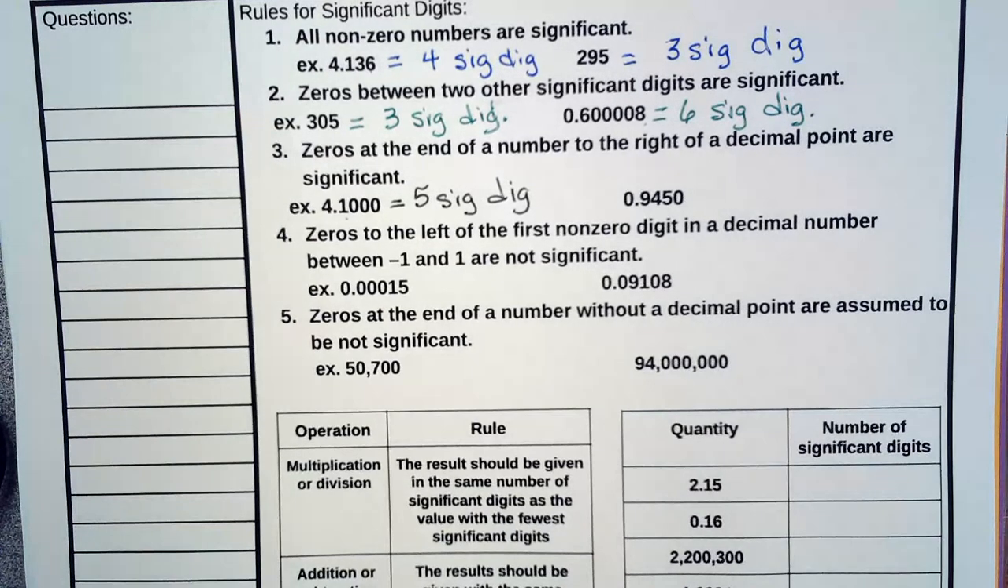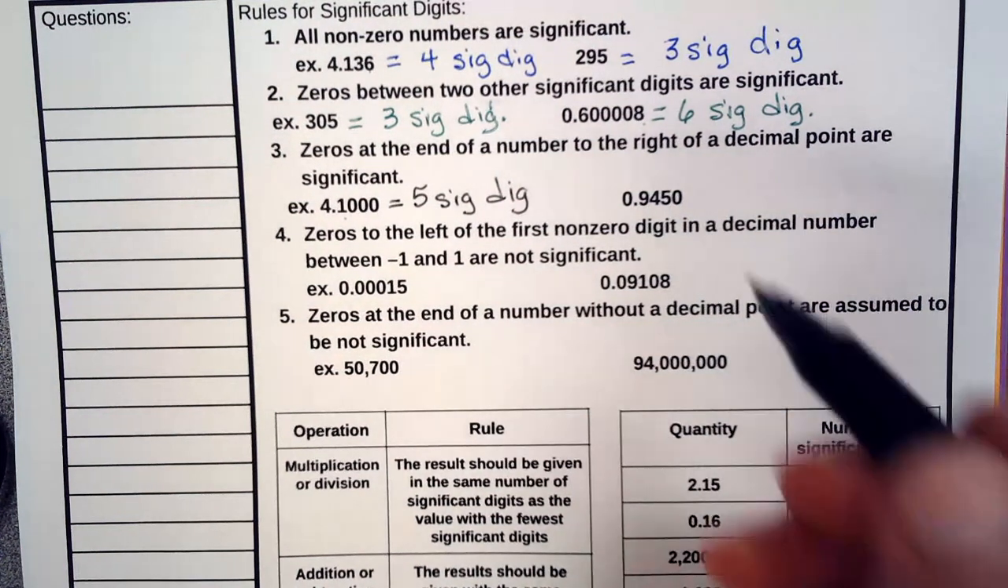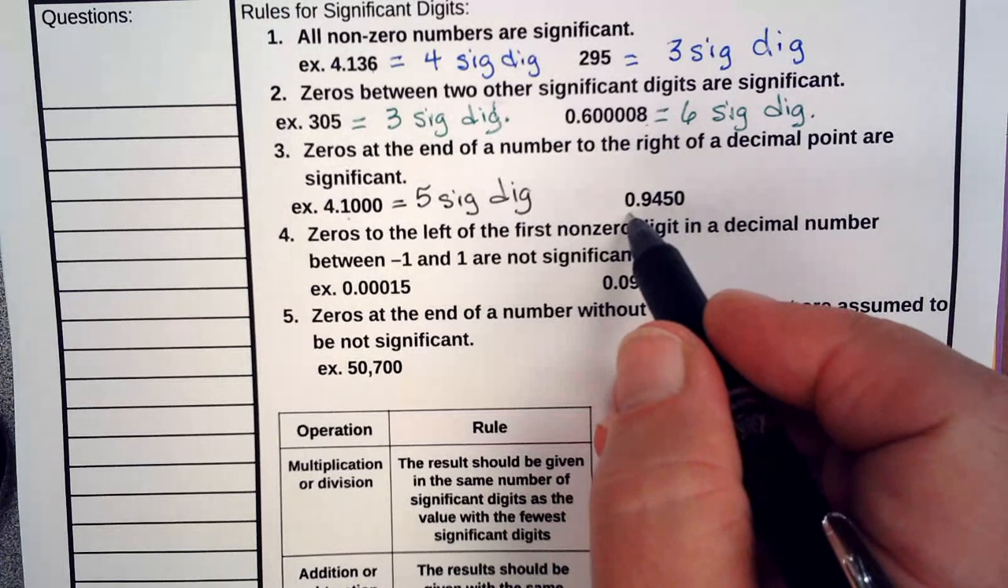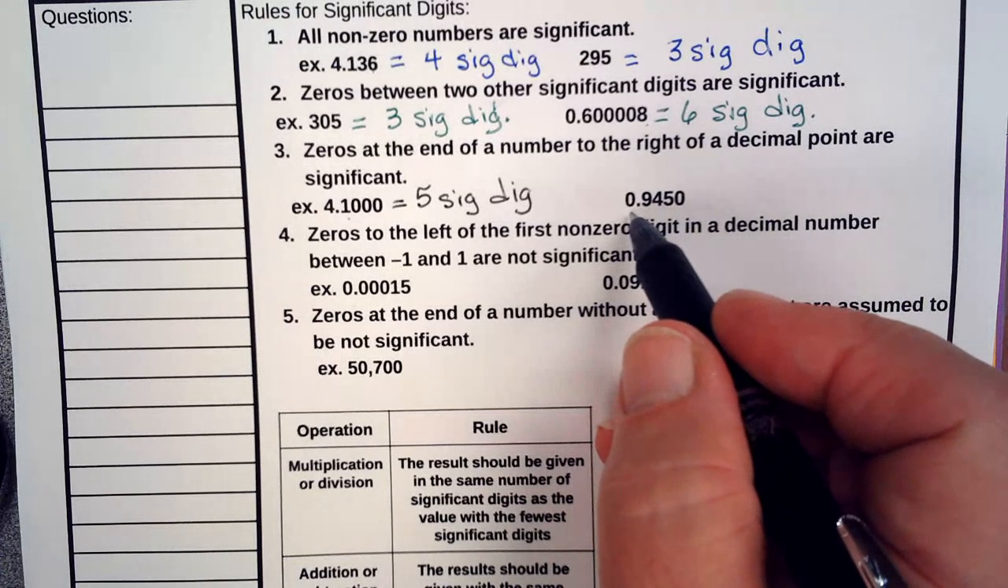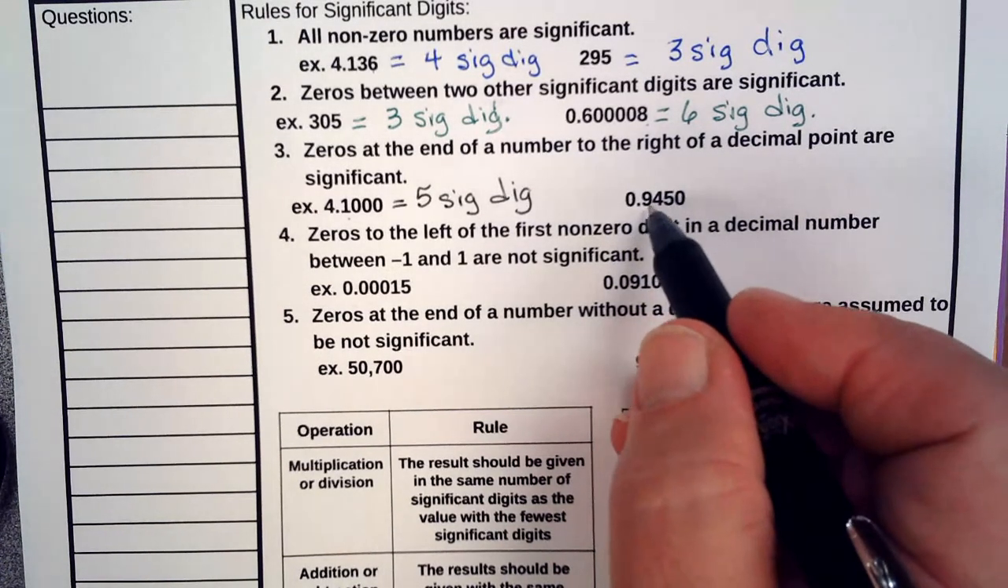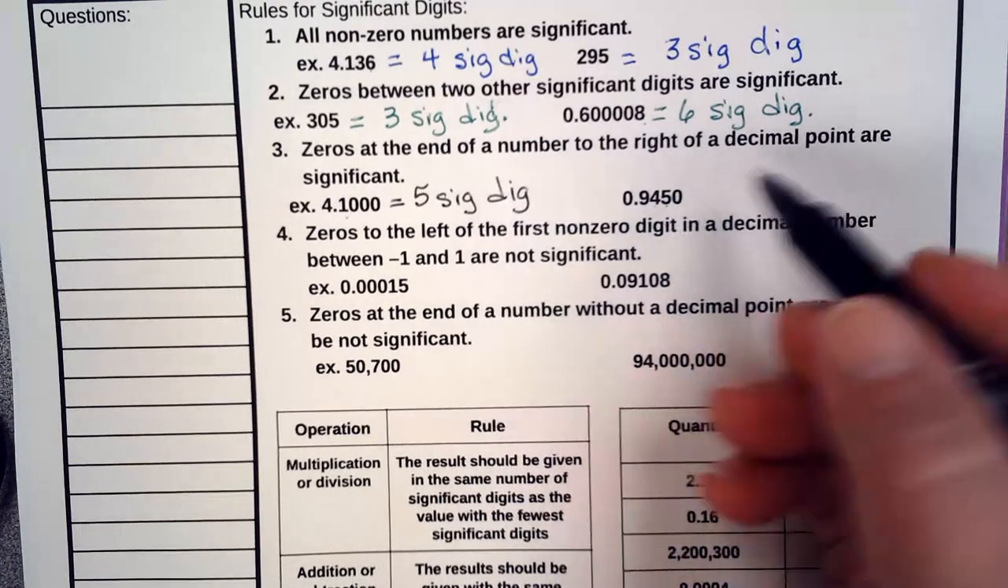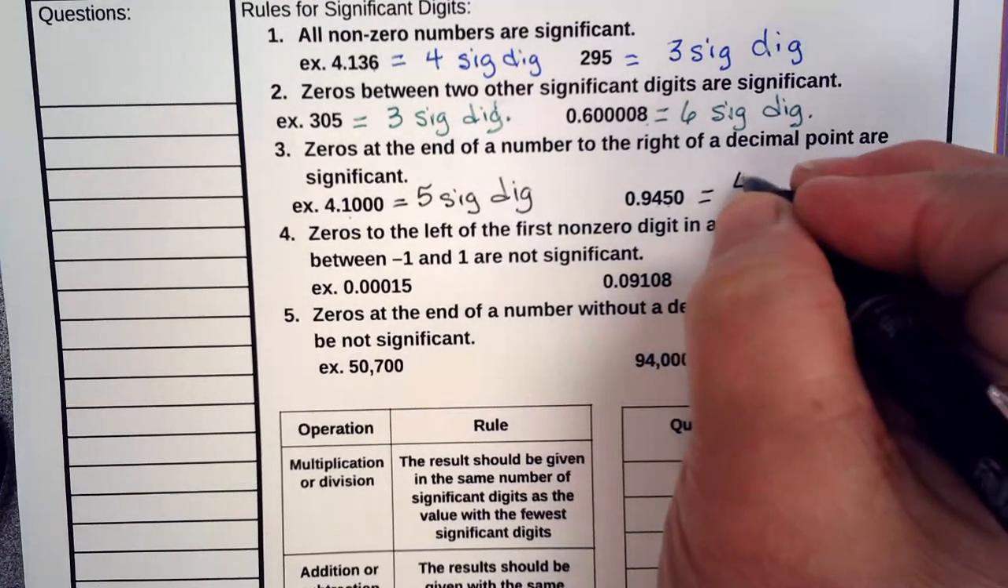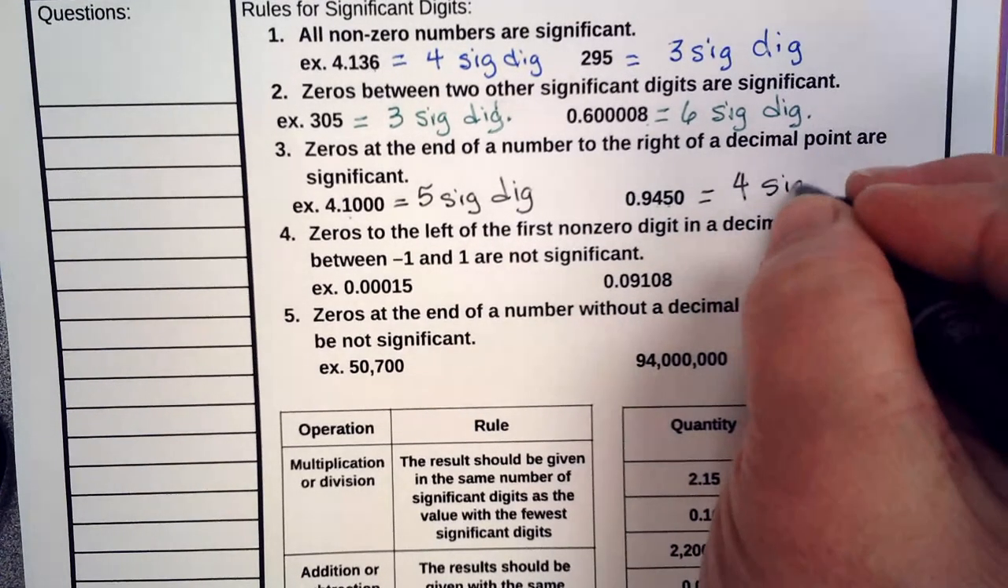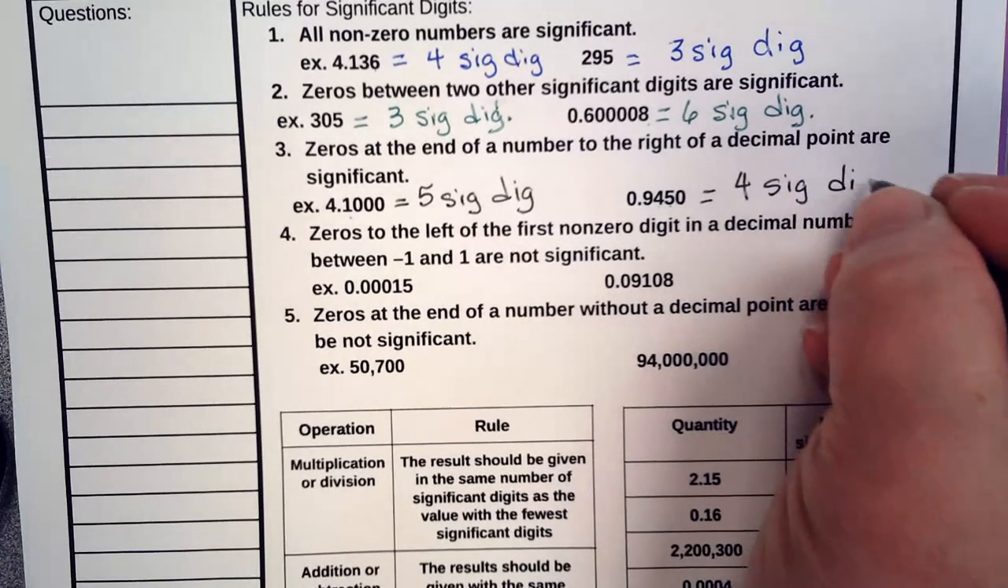Can you do the next one on your own? Okay, this one will not count. It's to the left of the decimal. So this one is 1, 2, 3, 4. 4 significant digits.